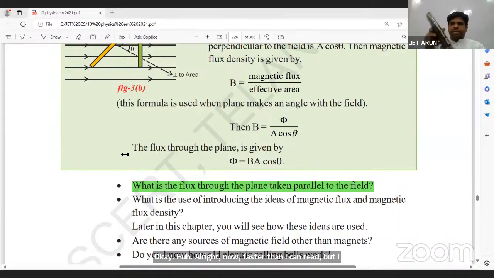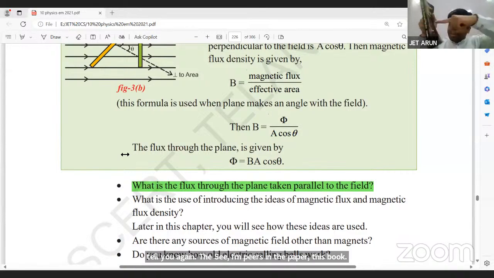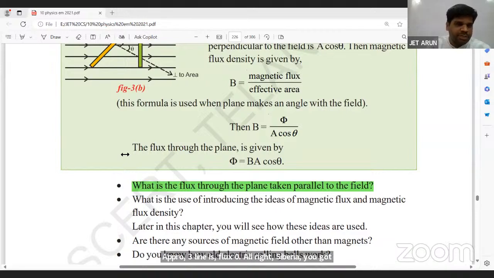I'll tell you again. See, when the plane is like this, the field lines are cutting through. I'm piercing the paper, this book. Assuming this plane and this field line, I'm piercing the book. But when the plane changes, when the angle changes, I'm still piercing. But when it becomes horizontal and the field line is parallel to this plane, it grazes. So I'm not cutting through the book, but just grazing the book. Then the flux is zero. All right, Saivardhan, you got the point now. I hope you got the point now. Yes, Ganesha, that's right. All right, let's go forward.